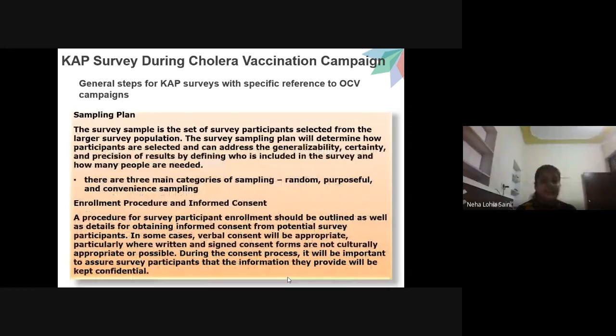The survey sample is the set of survey participants selected from the larger survey population. The survey sampling plan will determine how participants are selected and can address the generalizability, certainty, and precision of results by defining who is included in the survey and how many people are needed. So for this, there are mainly three types of sampling conducted: random, purposeful, and convenience. So I hope you all know what random sampling, purposeful sampling, and convenience sampling are.